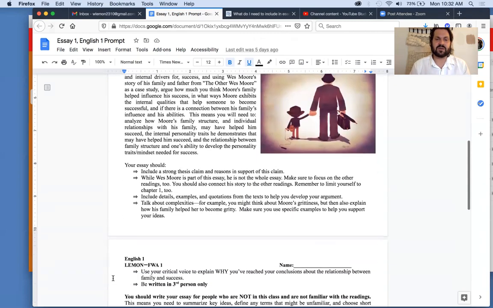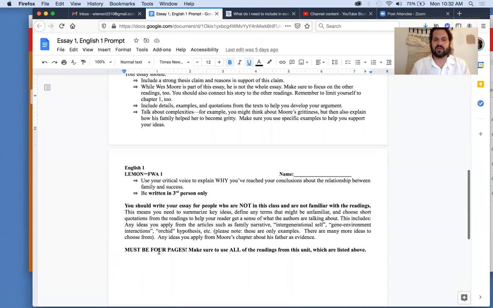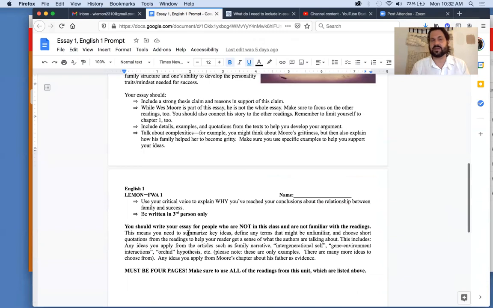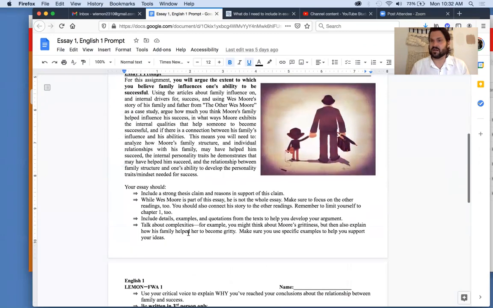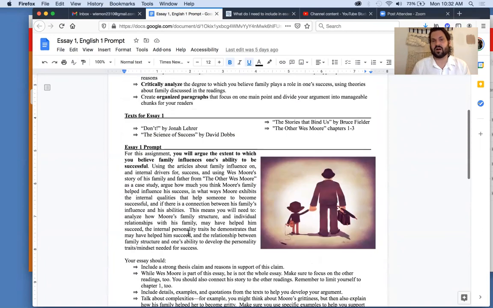The other thing I want to mention is that it should be in MLA format and 4 pages, and that you have to use all of the readings. It should be in the third person because we are trying to use a certain academic tone when writing this paper, and we're not going to be relying on just anecdotal evidence, i.e. your family, to help support our argument.